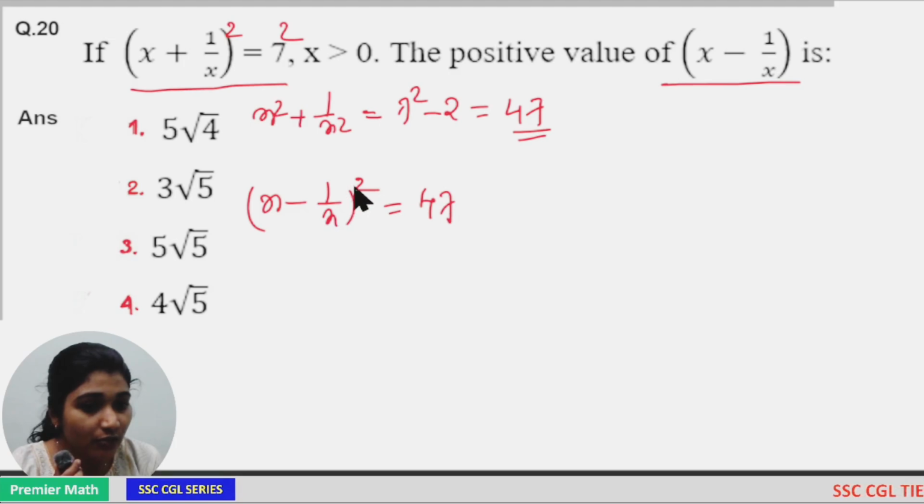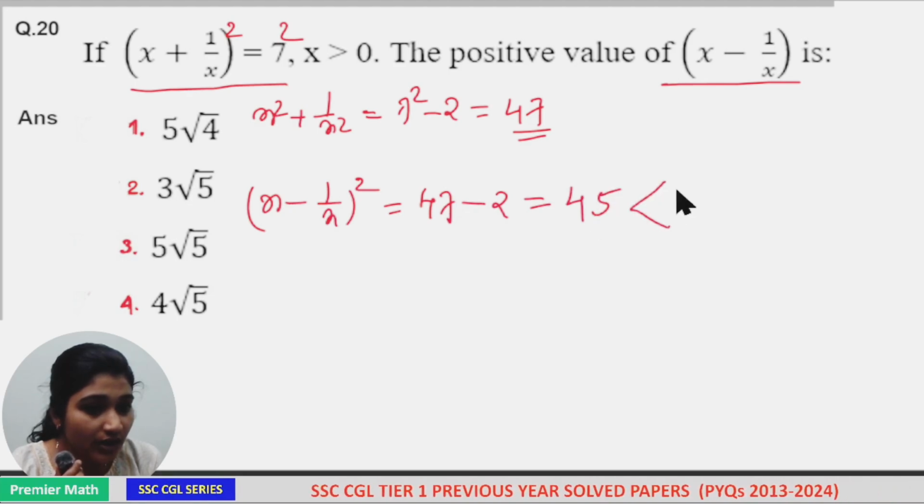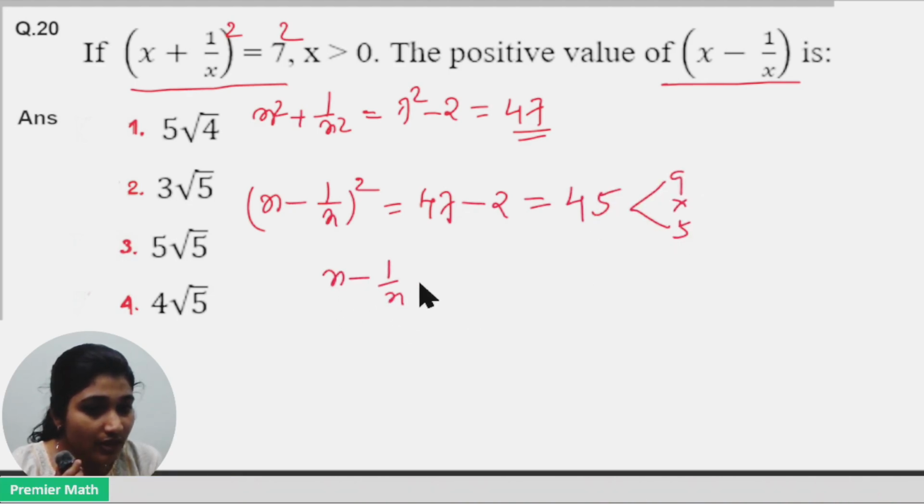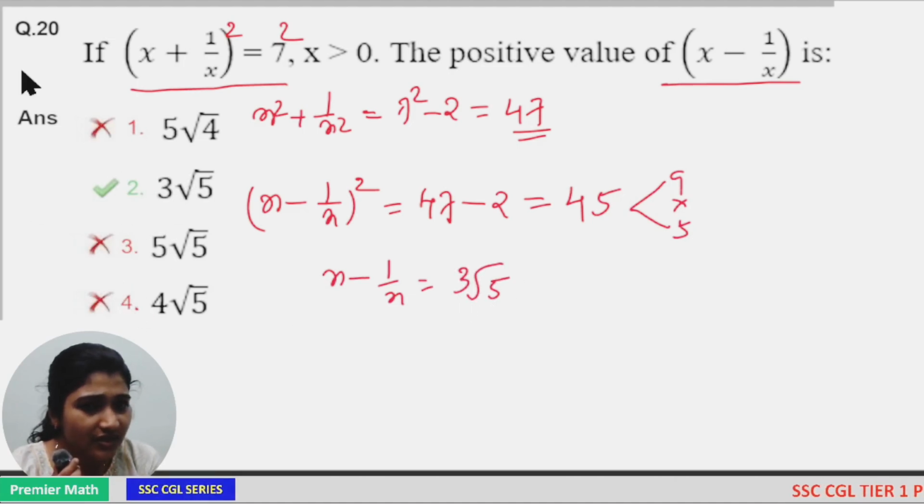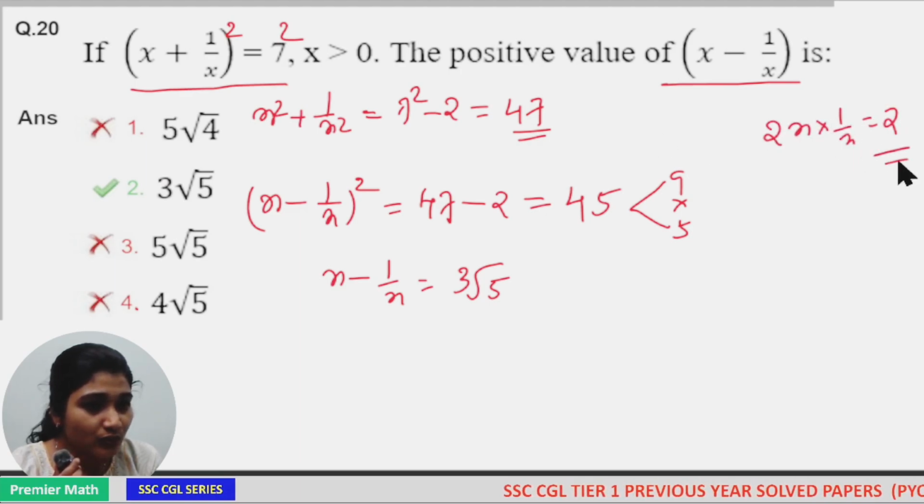Now the remaining is minus of 2 into x into 1 by x, which is minus 2. Then the value becomes 45. 9 into 5 is 45. Then x minus 1 by x becomes 3 root 5. Option 2 is your answer. Here, 2 times x into 1 by x becomes 2.